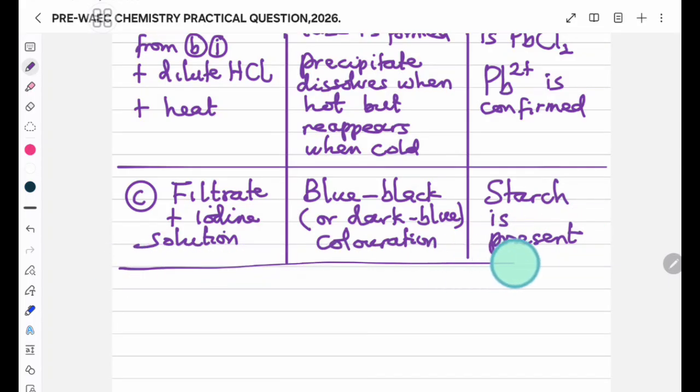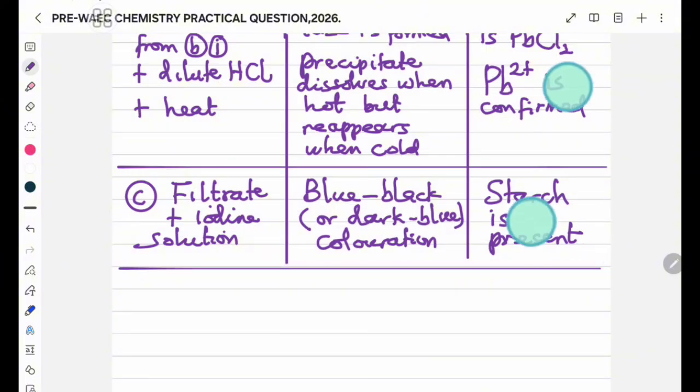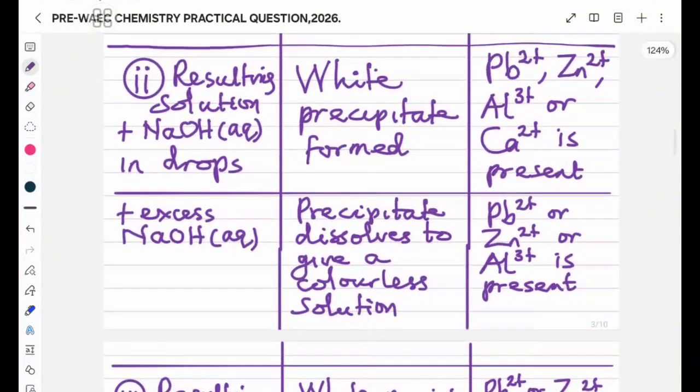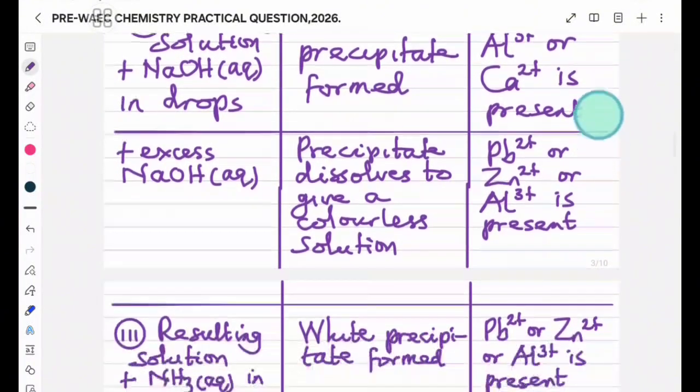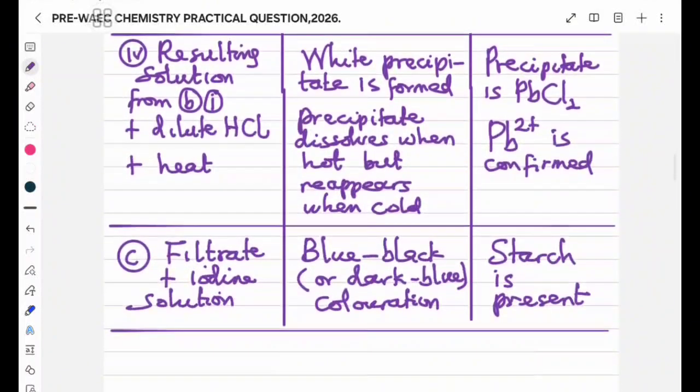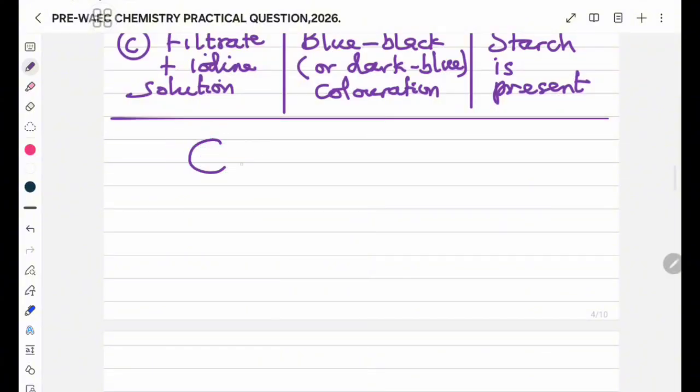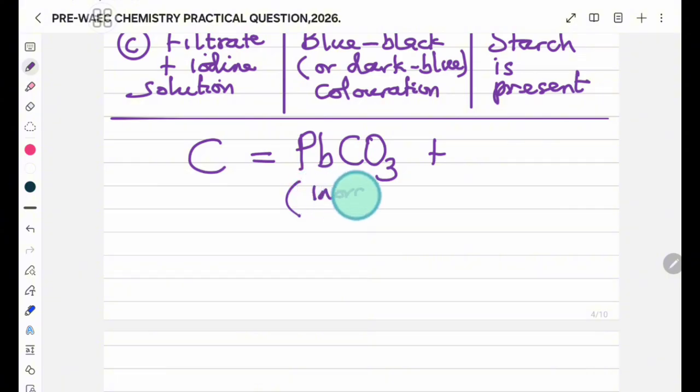These are the various tests carried out on sample C to identify the two substances that are in the mixture. Now from this table of reports, we have been able to confirm that the inorganic salt is lead(II) carbonate, while the organic substance is starch. So it means sample C contains PbCO3, lead(II) carbonate, that's the inorganic salt.